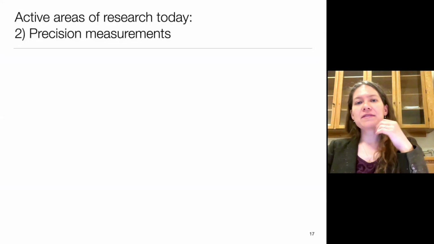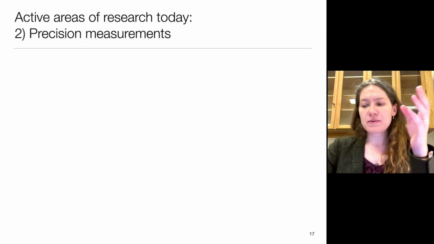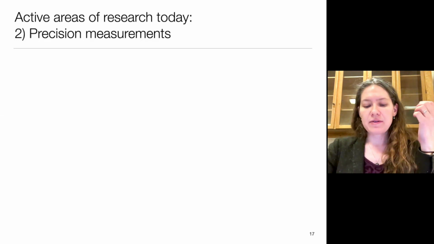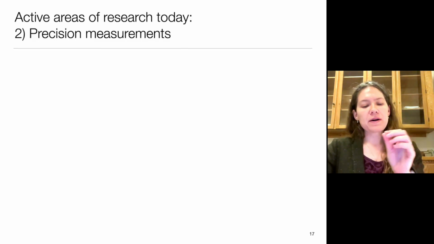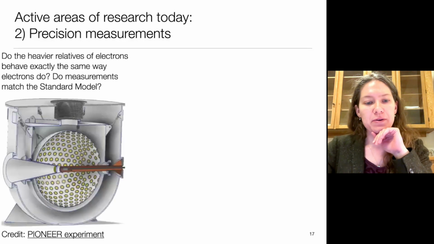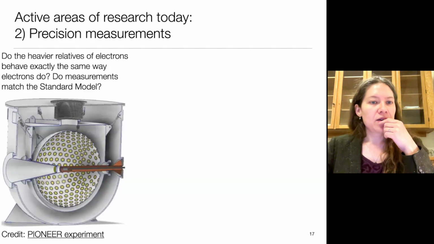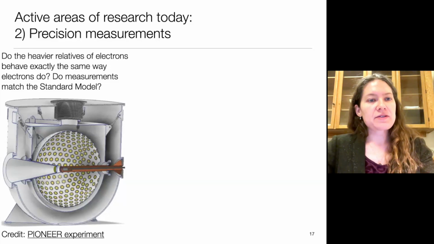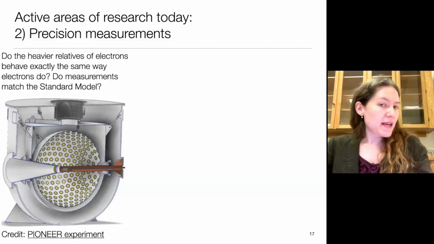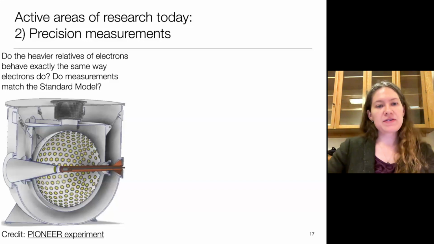The second active area of research that I want to tell you about is precision measurements. This is what I said momentarily ago, that you can study very carefully how our known particles interact and look for whether or not there are any deviations from mathematical predictions. So one possible question you could study is, do those heavier relatives of electrons, the muon and the tau, behave exactly the same way as electrons do? And do measurements of those ratios match the Standard Model?